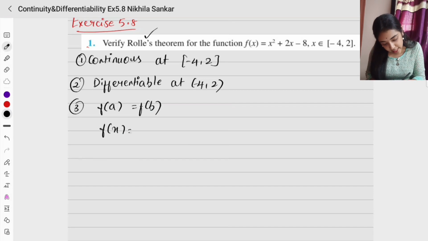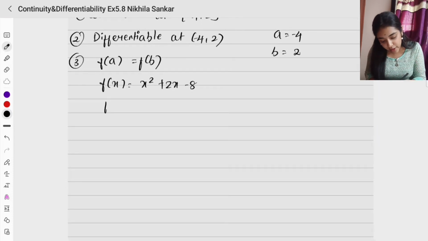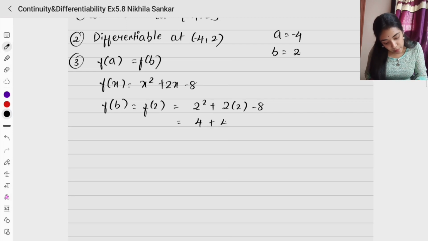First f of x என்ன? x square plus 2x minus 8. a ஓட value -4, b ஓட value 2. Okay, first value எப்போமே a, second value எப்போமே b. Don't get confused. இப்போ f of b equals f of 2 equals 2 square plus 2 times 2 minus 8. Value substitute பண்றேன். 2 square is 4 plus 4 minus 8 which is going to give me a 0.